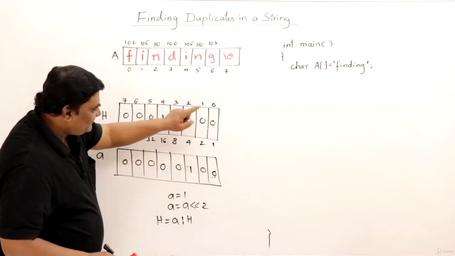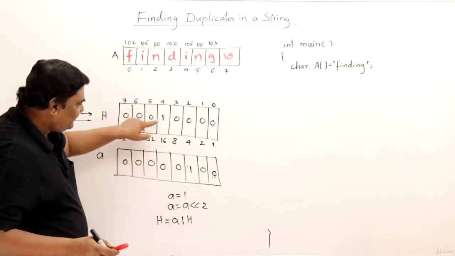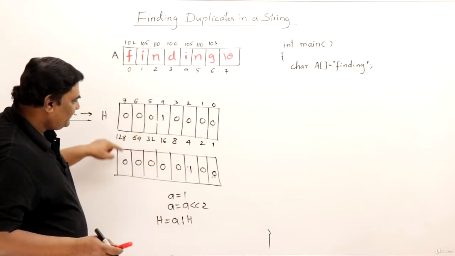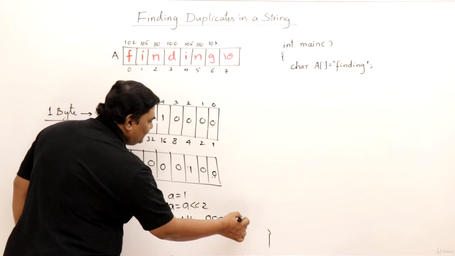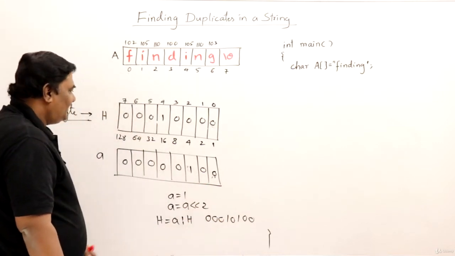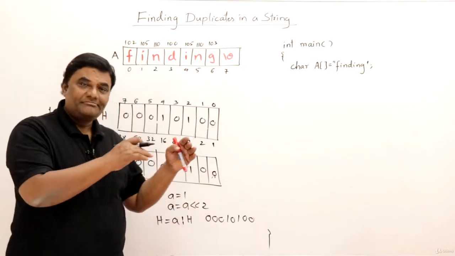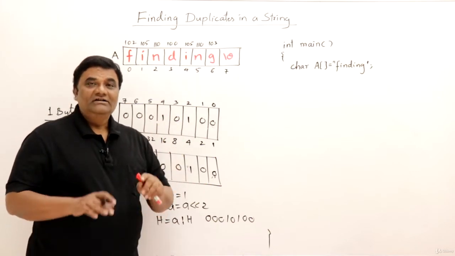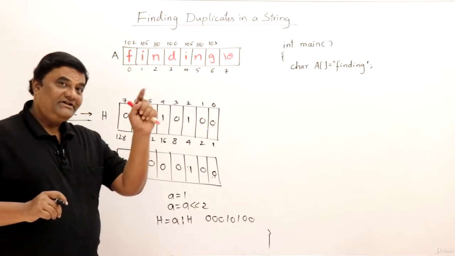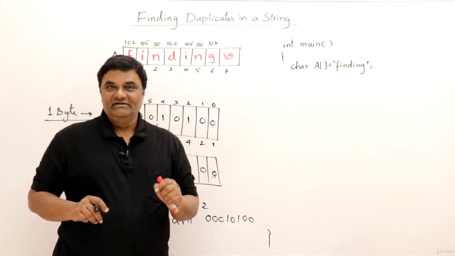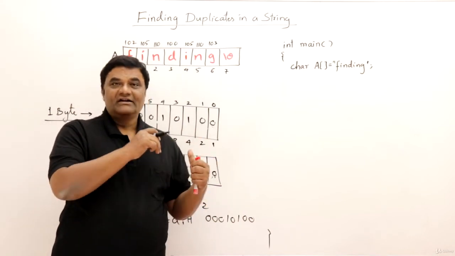So 0 or 0 is 0, 0 or 0 is 0, 0 or 1 is 1, and this 1 or 0 is 1. So the result will be 0, 0, 0, 1, 0, 1, 0, 0, and that is stored in H. So already some bits were on and we have set another bit as on. That is called merging. Setting a bit on in memory is called merging. Checking whether it is on or off is called masking. So we have seen bitwise operations, left shift, masking and merging.